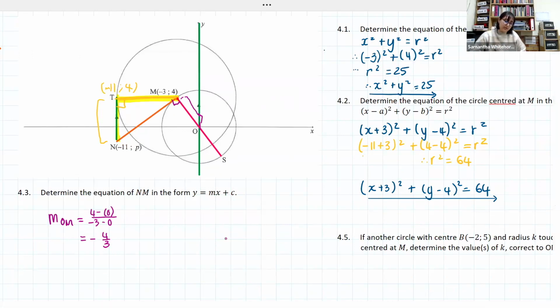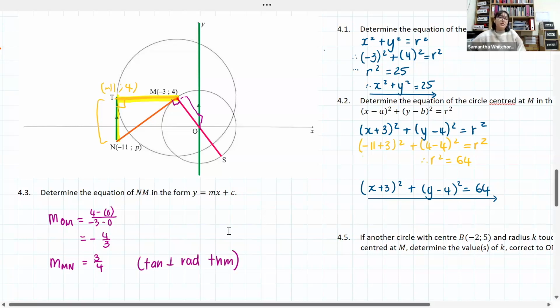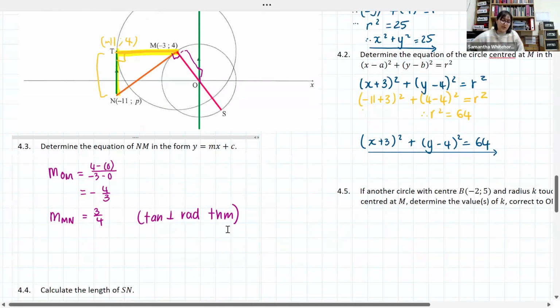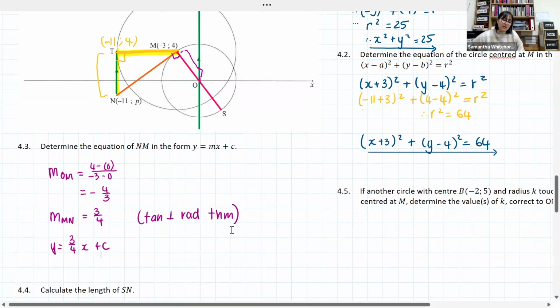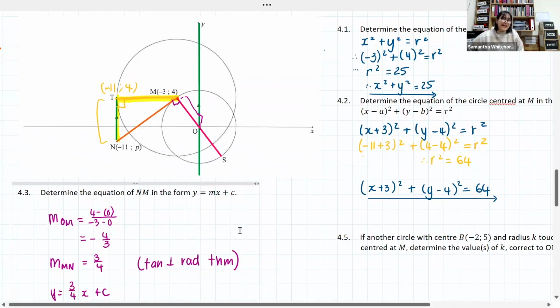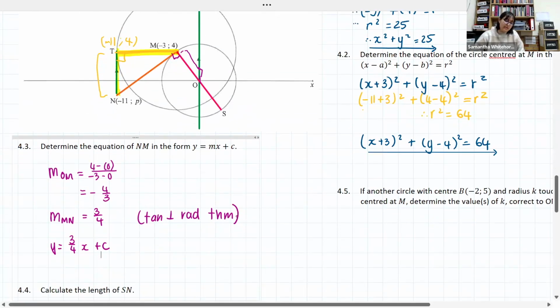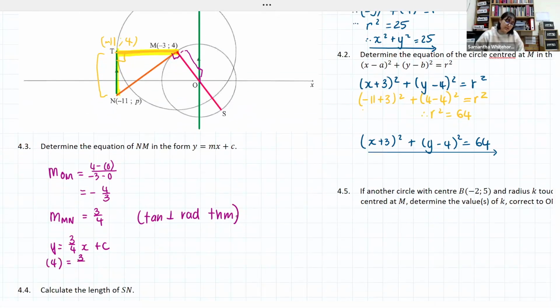And so because of our tan perp rad, we know that the gradient of MN is 3 over 4. And remember, that's because the product of your radius gradient times your tangent gradient will give you negative 1. So we know y is equal to 3 over 4x plus c. We substitute in a point that you know is on the line, so I'm going to substitute M. I don't know N's y value, so I have to substitute M. 4 equals 3 over 4 times negative 3 plus c.